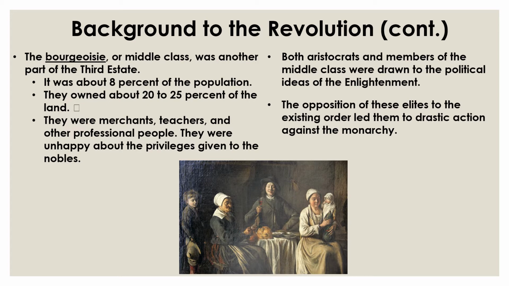Both aristocrats and members of the middle class were actually drawn to the political ideas of the Enlightenment, but more so the middle class than anyone else. The opposition of these elites to the existing order led them to drastic action against the monarchy. So we will see these upper middle class folks that had been influenced by the Enlightenment ideals are going to try to put those Enlightenment ideals into action. And this starts the French Revolution.